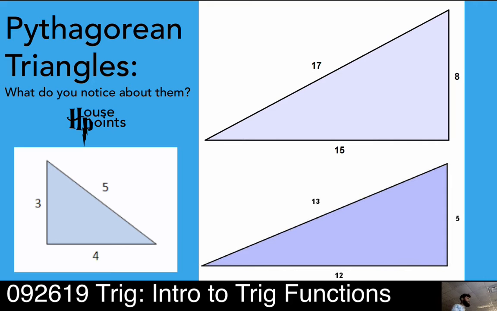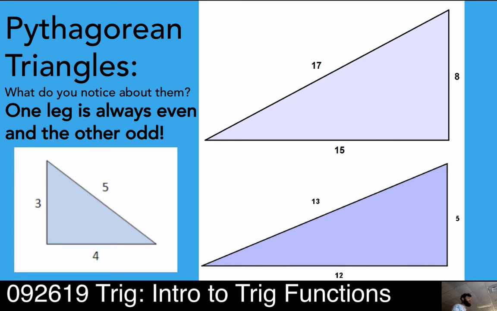Okay, I'll just show you. One leg is always even and the other is always odd. Oh. One is always even and one is odd in these three triangles.